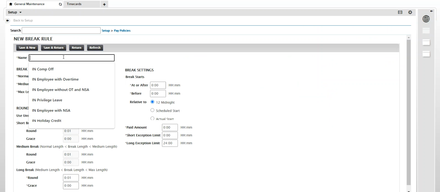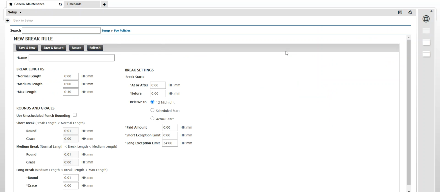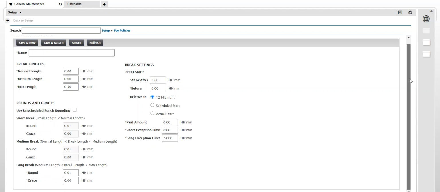So I'm here in the break rule, and let me first take you through the different sections of this break rule. The first thing that you see is the name, and let's give a name, break rule demo. I can split this break rule building block into 4 different sections. The first one is the break lengths, which you see here, and then you have round and grace, and then you have break settings, and here this section is all about the exceptions.